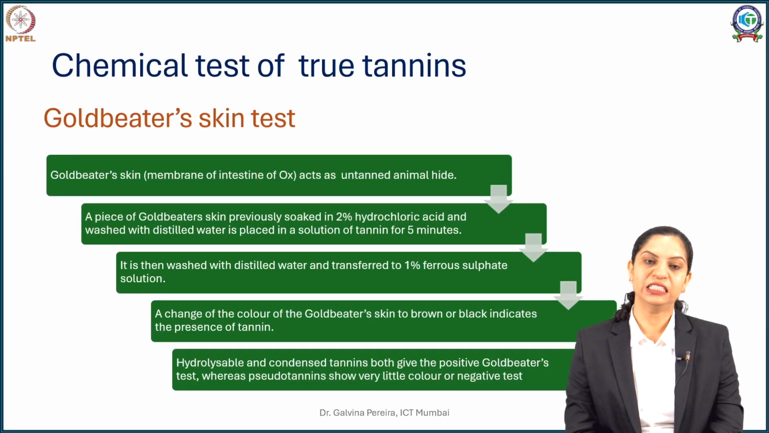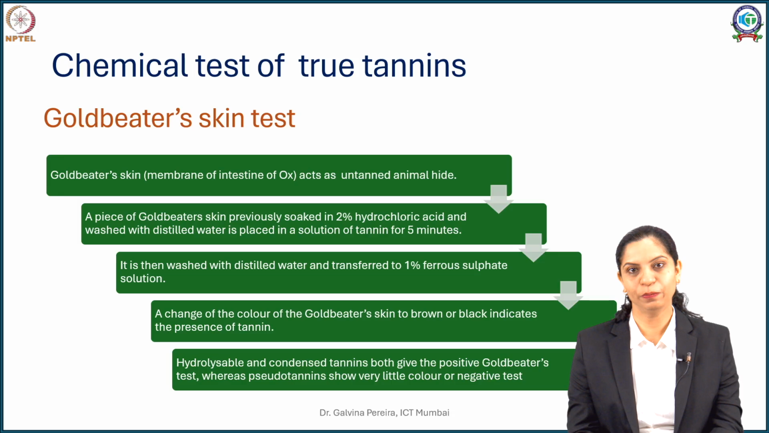So the Gold-Beater's skin test is a test where you convert animal skin into leather. This process mimics the tanning process. What you take for the animal skin is actually the intestine of an ox soaked in a hydrochloric acid solution. So we take the intestinal membrane of an ox, which is untanned and unused, and soak it in acid to get rid of the initial impurities and to make the skin more amenable to tanning.